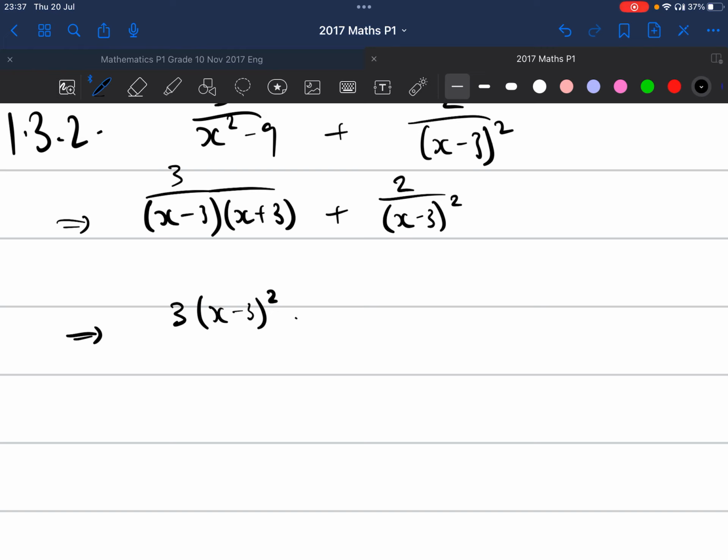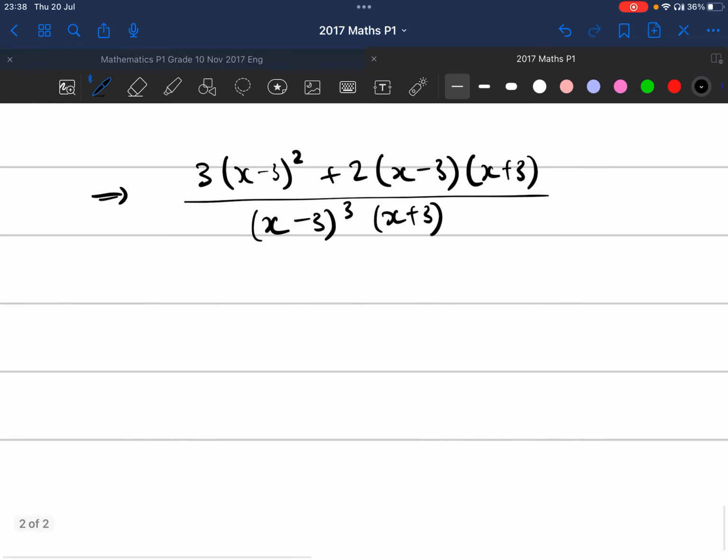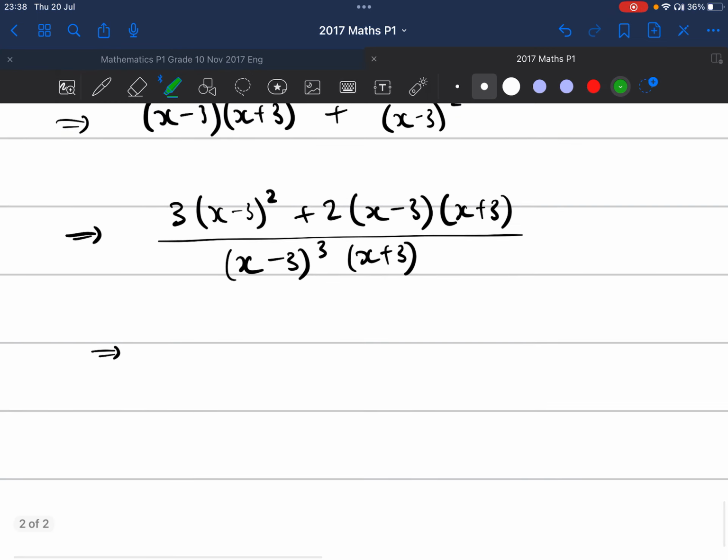And then you do the same thing for the other one. So you say plus 2 and then you multiply it by x minus 3 times x plus 3. And then for the denominator you just take both of these and multiply them together. So you'll have x minus 3, now it'll be cubed, because we're taking this one and multiplying it by x minus 3 squared. So you get x minus 3 cubed times x plus 3. If you look closely at the numerator, you'll see that we have a common factor.